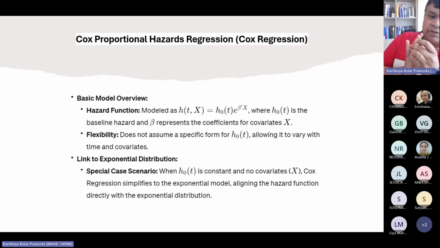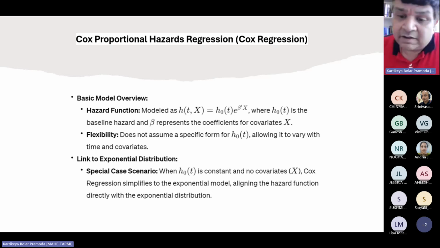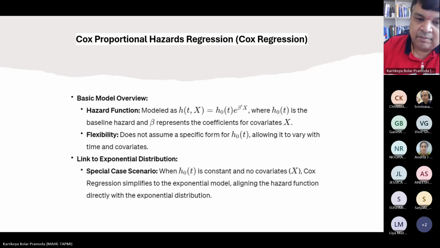Whereas when it comes to the hazard function here, we say that there is a covariate x, that is the set of factors which might affect it, and we are introducing their beta values and then modeling the hazard function.